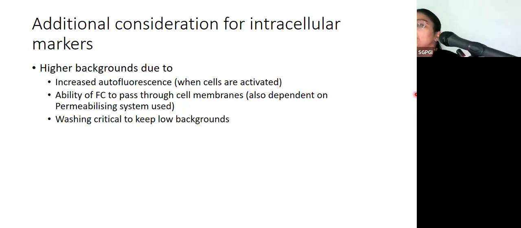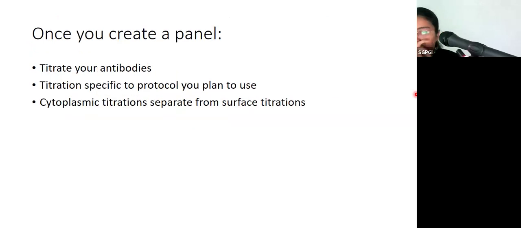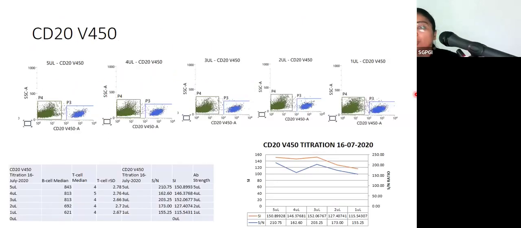The other key point is if you have CD3, say in any fluorochrome, and you are using 5 microliter for your surface titration, that volume may not work for your cytoplasmic experiment. So if you want to change the way you use an antibody, you have to always titrate it again. So titration, we have already seen Kunal talk about that.